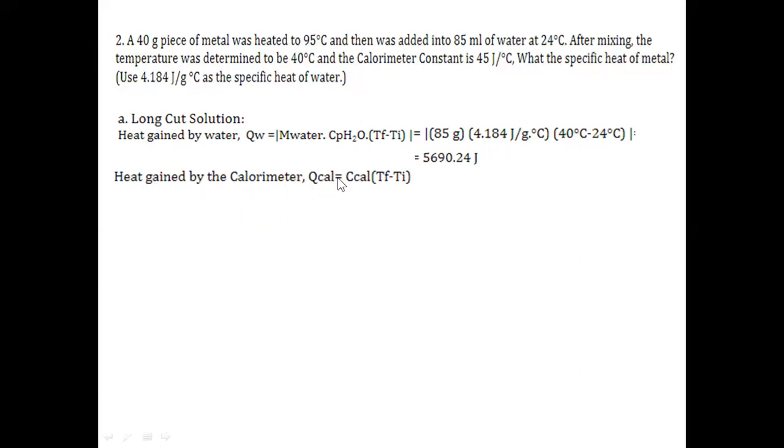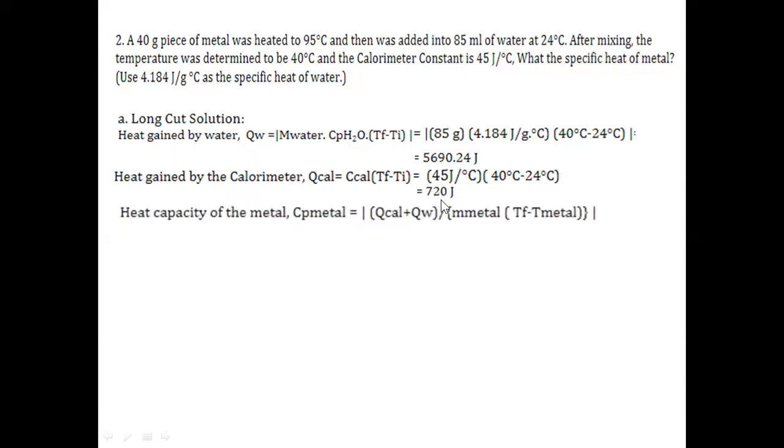For the heat gained by the calorimeter, Qcal, this is the variable for the heat gained by the calorimeter. So Qcal is equal to the heat capacity of the calorimeter multiplied by the final temperature minus the initial temperature. Let's plug in the values: 45 joule per degree Celsius multiplied by the change in temperature, the mixing temperature at 40 degrees Celsius minus the initial temperature of the calorimeter, which is also equal to the initial temperature of the cold water inside the calorimeter at 24 degrees Celsius. This gives us a value of 720 joules.